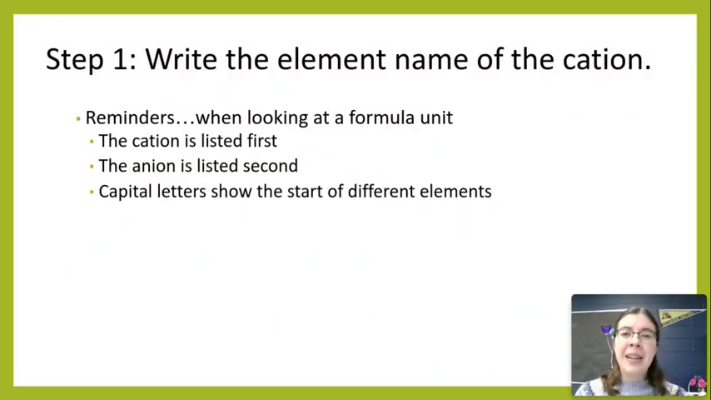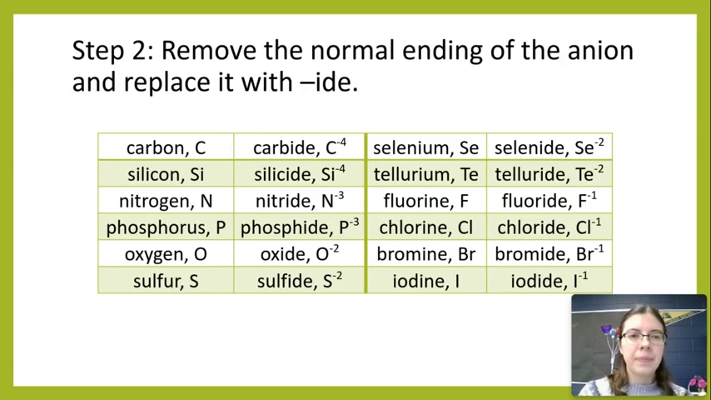Okay, so when it comes to naming ionic compounds, the first thing you need to do is write the name of the cation. So a few reminders: when we look at the formula unit, the metal or the cation is always written first, and the nonmetal or the anion is always written second. We can also use capital letters to help us tell when we have a new element or a new chemical symbol, because every single time we have a capital letter, it's a sign that we have a new element. So we'll go ahead and do some examples of that in a minute.